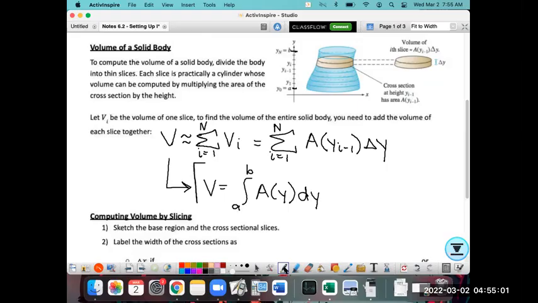And I would like you to go ahead and box this. These could also be dependent on x values. It just depends on how the base of our entire solid body is oriented. But we'll get to that in a moment. Let's go through our steps.